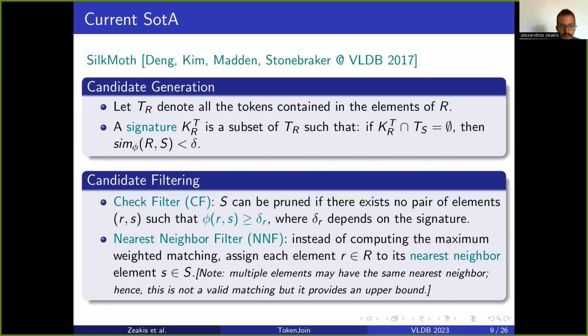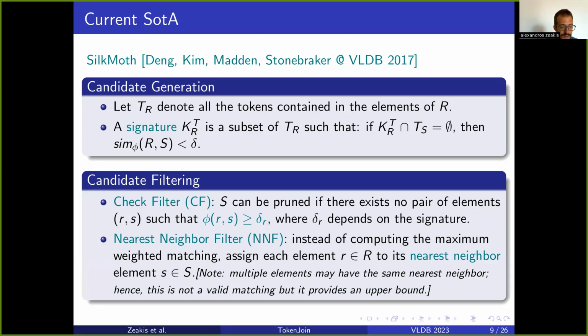The state-of-the-art method for our problem is Silkmoth. It also uses the filter and verification framework. For candidate generation, it considers all unique tokens of a set R, denoted by TR, to construct a signature. This signature, denoted by KTR, is a subset of TR, such that if no token in it is contained in any other set S, then the similarity score of R and S cannot exceed delta.